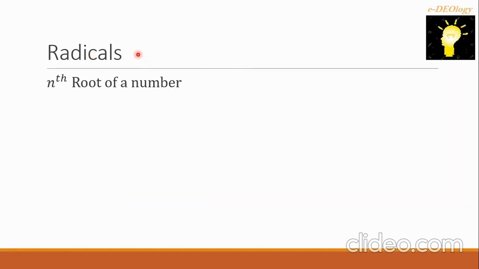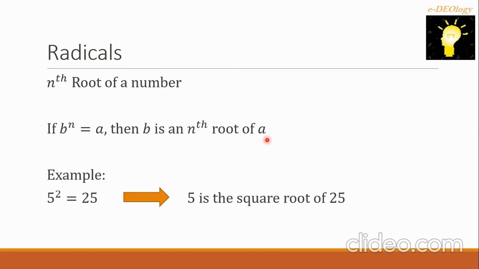First, let us define radicals. Radicals are about the nth root of a number. Suppose we have a variable b raised to an exponent n, and this is equal to a value a. Then this b here is an nth root of a. As an example, we have 5 squared equals 25. So this number 5 is the square root of 25.